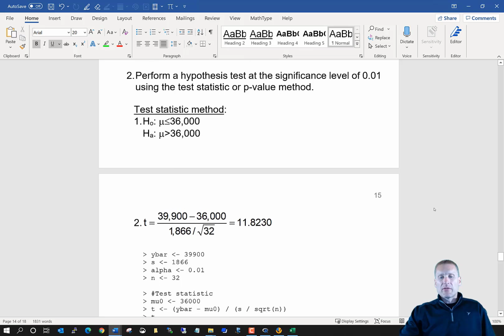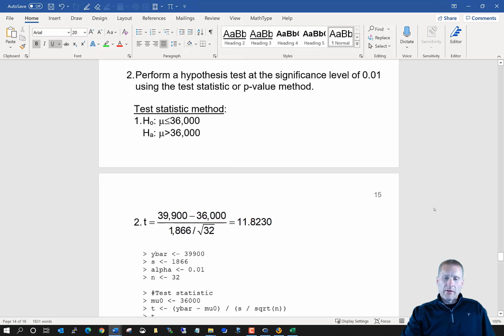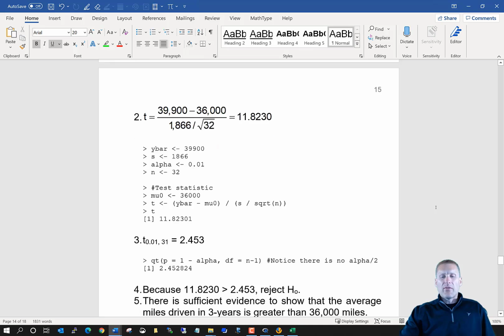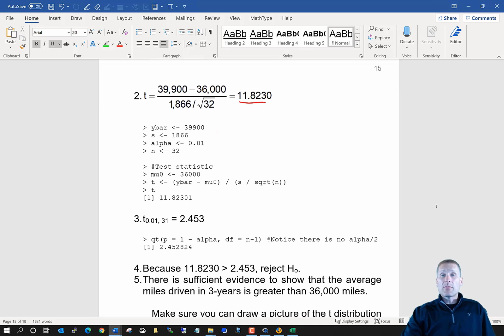Okay, so step 2. Part 2 here. Let's perform the hypothesis test at a level of significance of 0.01. In other words, alpha 0.01. And so we state our hypotheses. We find our test statistic based upon the available information from our sample. Test statistic is 11.82. This is quite large.